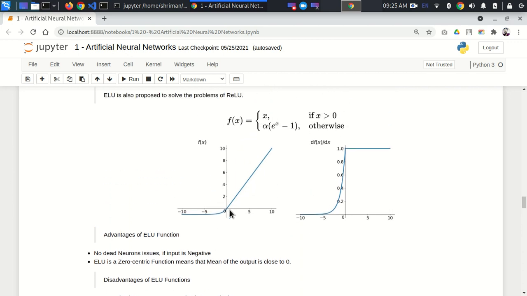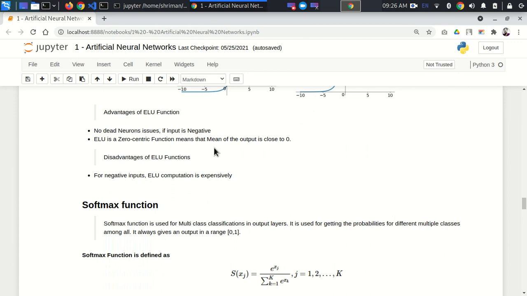If the input is positive, it is going to give a very smooth result. But in terms of a negative input, it has to perform exponential computation, and this would be slower. This would burn a lot of your computational resources. So these are the pros and cons of the ELU function.